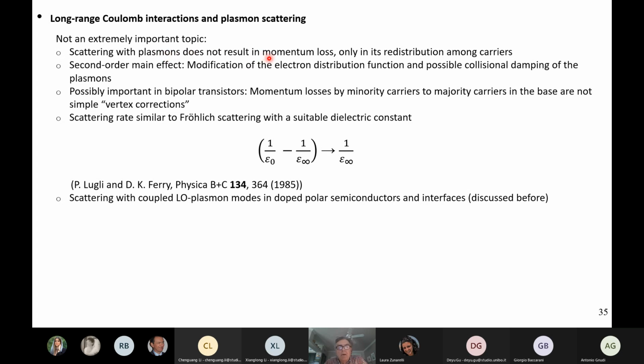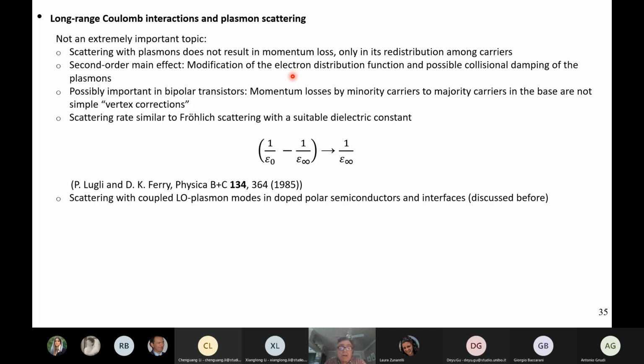I think I mentioned it before. When an electron excites a plasmon, it loses momentum, but the momentum is just given to the plasmon, so to the collectivity of all of the other electrons in the gas. So you don't lose momentum. There might be second-order effects. The electron distribution function may be modified because of the electron that loses momentum and energy to a plasmon. It redistributes the energy and momentum to all of the other electrons, so the electron energy distribution function will change.